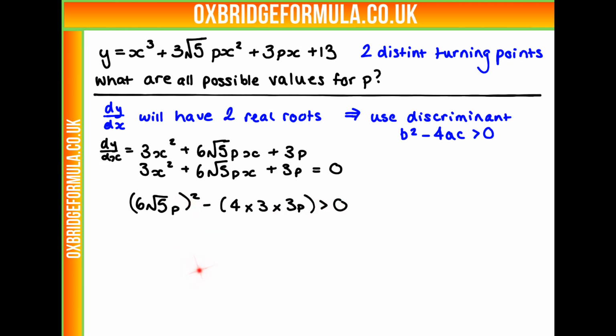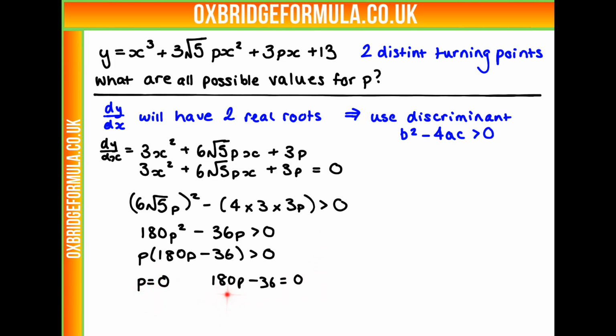Let's expand these brackets. We're going to have 180p squared, take away 36p, and we can now factorise this. So we're going to have p times 180p, take away 36. So now let's solve this for our values of p. Well, we're going to have p being 0 and 180p minus 36 being 0. That's 180p equals 36, and p being a fifth.